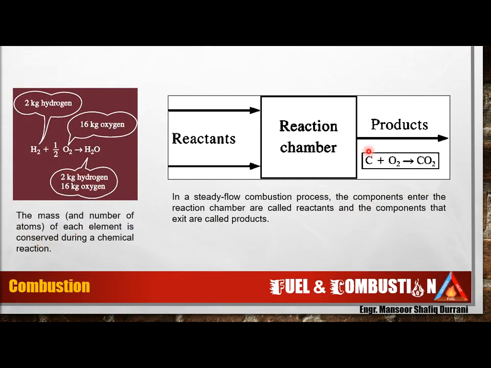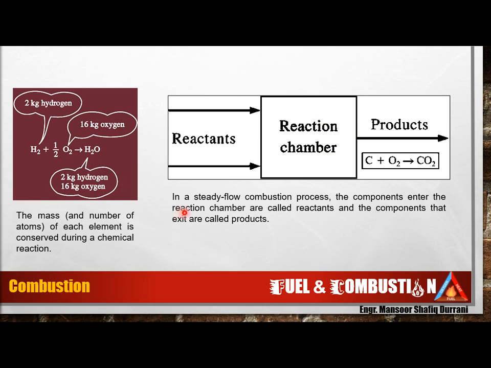Now these are two diagrams showing the combustion process. The first one shows that the mass of each element is conserved during a chemical reaction, meaning mass in is equal to mass out. How much reactants are present here will be in the product also. For example, here is 2 kilograms of hydrogen and 16 kg of oxygen. For combustion, after the reaction, the product will also contain 2 kilograms of hydrogen and 16 kilograms of oxygen.